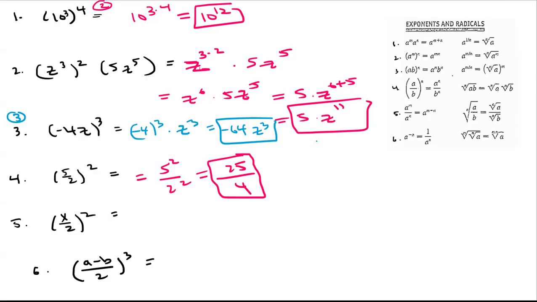Now for number 5 here, right? These are being divided. Again, I can distribute when being multiplied, or they're being divided, okay? So that means I can just distribute those two. So that gives us x squared divided by 2 squared, which gives us x squared over 4.